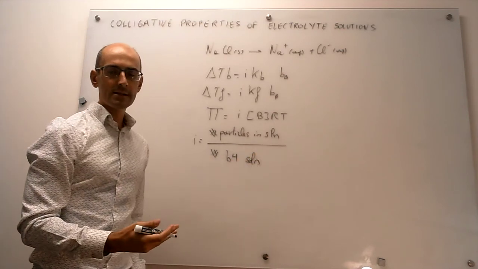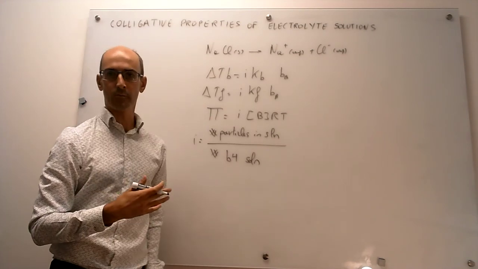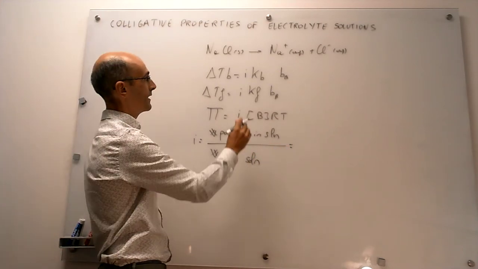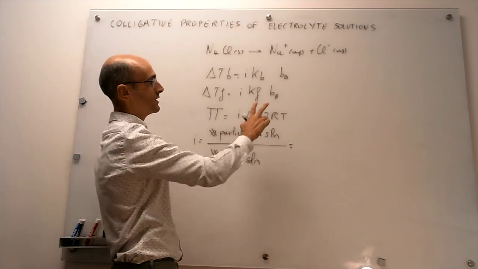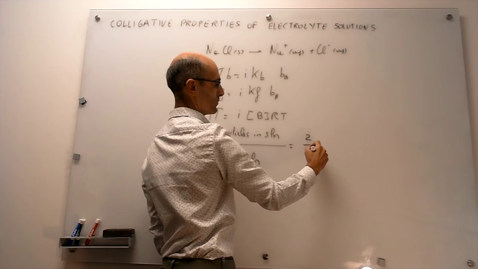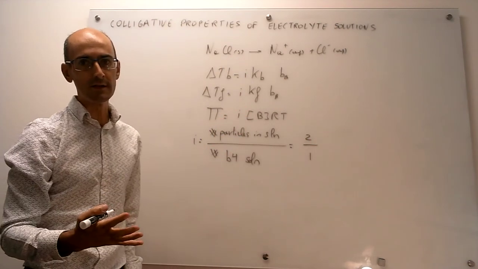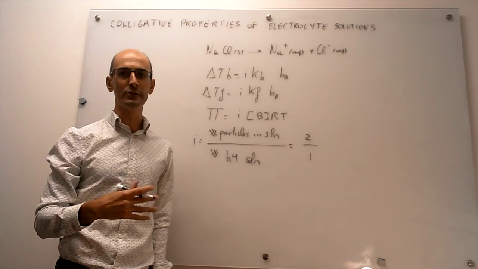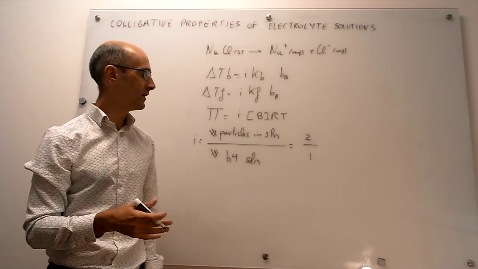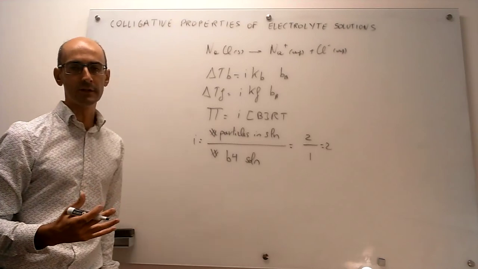Let's do this calculation of the Van 't Hoff factor for sodium chloride when put in water, assuming full dissociation. Notice that if sodium chloride fully dissociates, you're going to have 2 particles in solution for each one that you had before solution. So 1 unit of sodium chloride before solution generates 2 particles, sodium plus and chloride minus. So this Van 't Hoff factor will be 2 for sodium chloride under full dissociation.